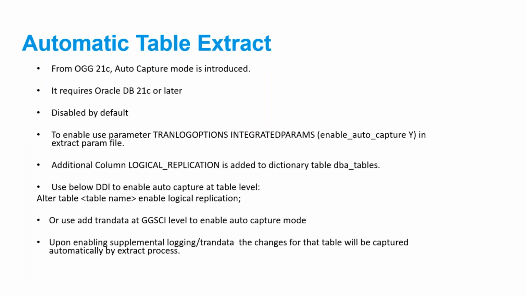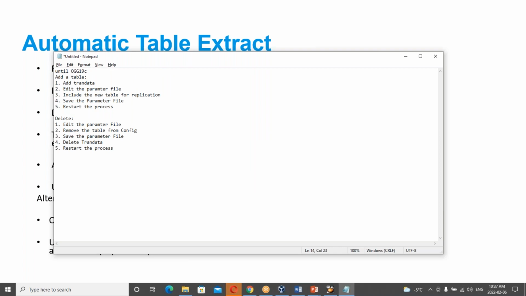So you don't have to follow the steps we discussed earlier in 21C. In 21C, for adding a table, you just have to do ADD TRANDATA at the database level, or ALTER TABLE table_name ENABLE LOGICAL REPLICATION.